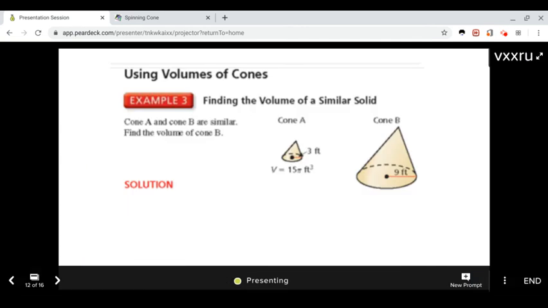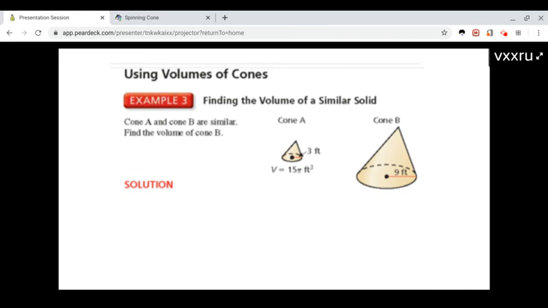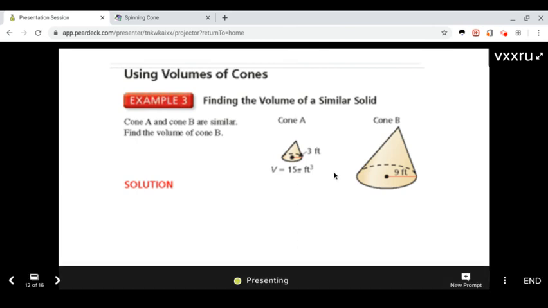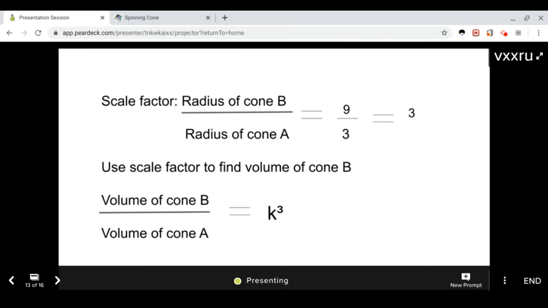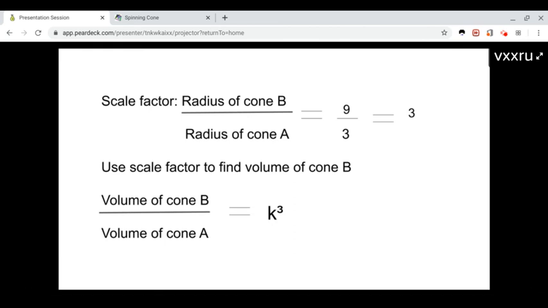Okay. So now we're going to use the volumes of cones, find the volume of a similar solid. So cone A and cone B are similar. Find the volume of cone B. So I'm going to go ahead and move on. So the very first thing is we need to find the scale factor, right? Every time that you see that, whether you're being told that they are similar, you know you're going to be looking at proportions or setting up a proportion of some kind.